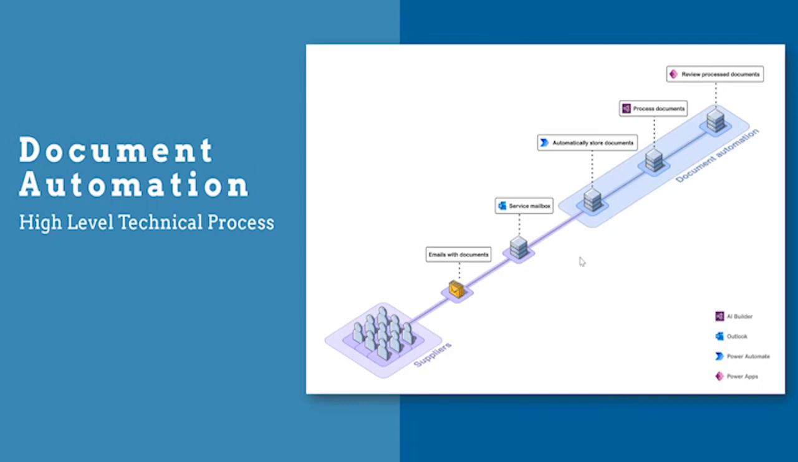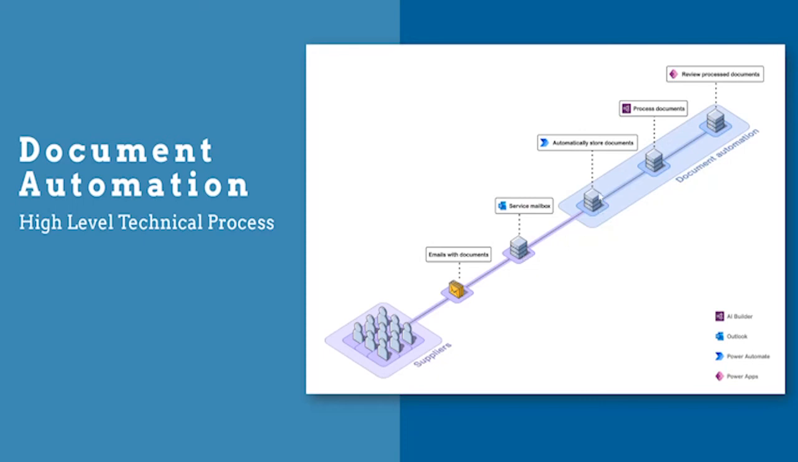So let's have a look at the technical process of what's happening here. I did take this image from, I believe, the homepage. It was either the Learning Lab or the homepage of the document automation that we saw in the Makers Portal. The process that this solution is meant to address is something like this. So you have a business partner that is emailing you documents. They would email you a document. It would hit your service mailbox.